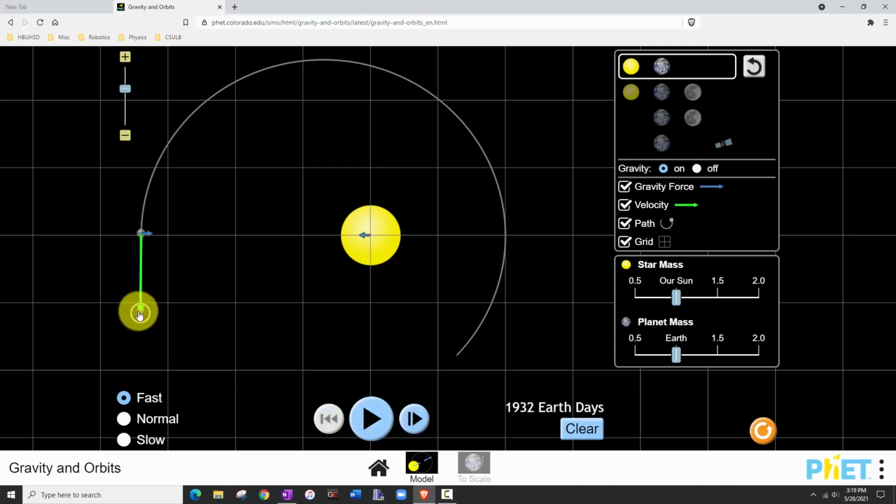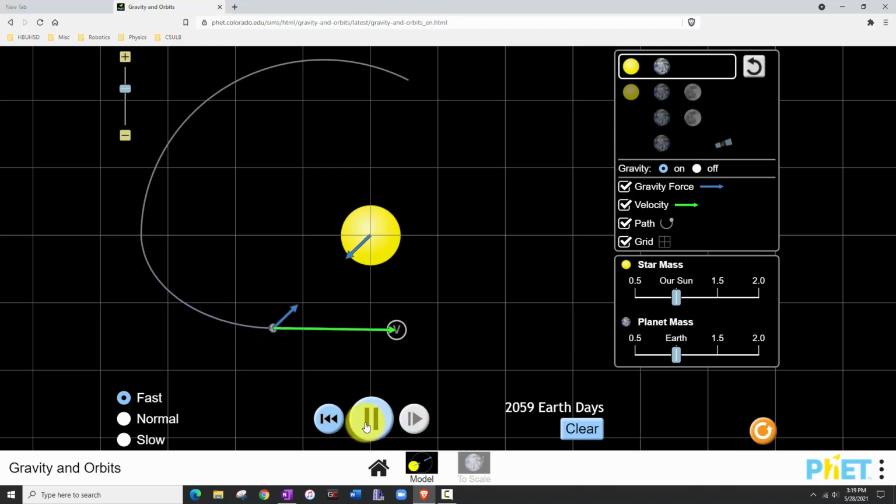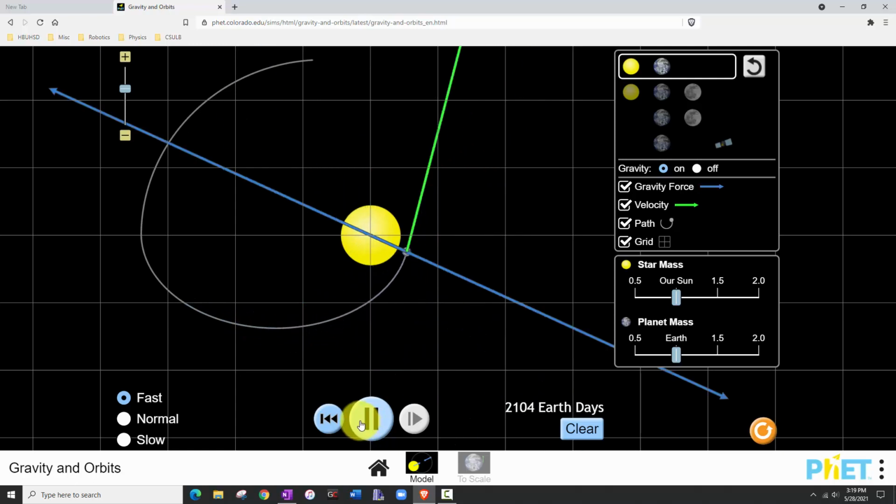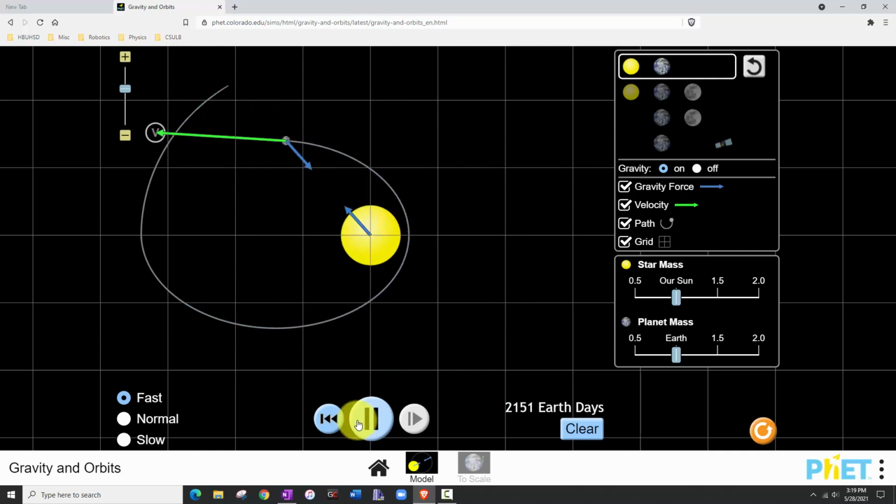Now, as this comes back around, we can see what happens if we decrease the velocity. Now it's going way too slow for the path that it normally was traveling on, and it might hit the planet. Oh, it doesn't. It actually makes it around. This you can definitely tell is an elliptical orbit.